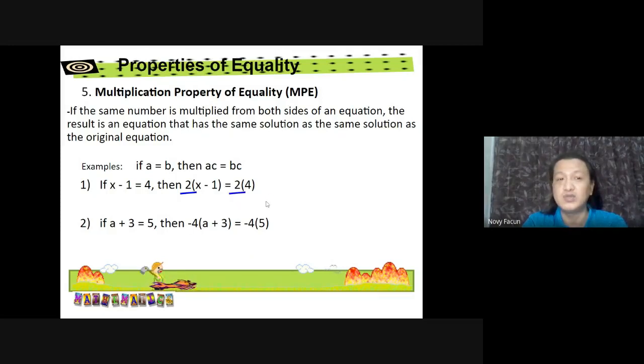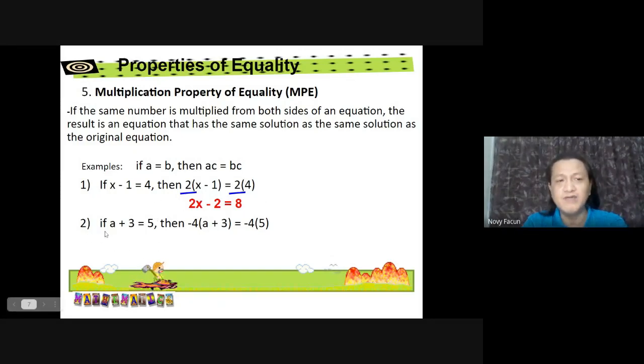Kasi this is an equation. Okay, and then, i-apply natin yung distributive property. Remember, sa simplifying polynomial, 2 times x, 2x to. Kaya 2 times negative 1, negative 2 or minus 2. Sa right naman, side, 2 times 4, that is 8. Kaya 2x minus 2 equals 8 na siya. Okay, that's how you multiply on both sides.